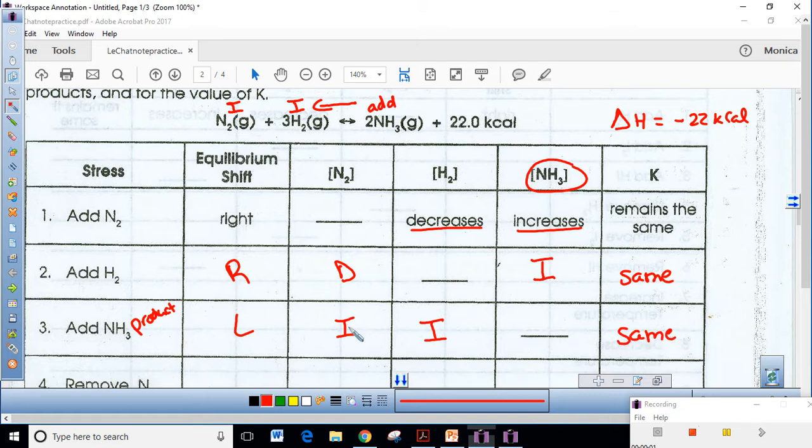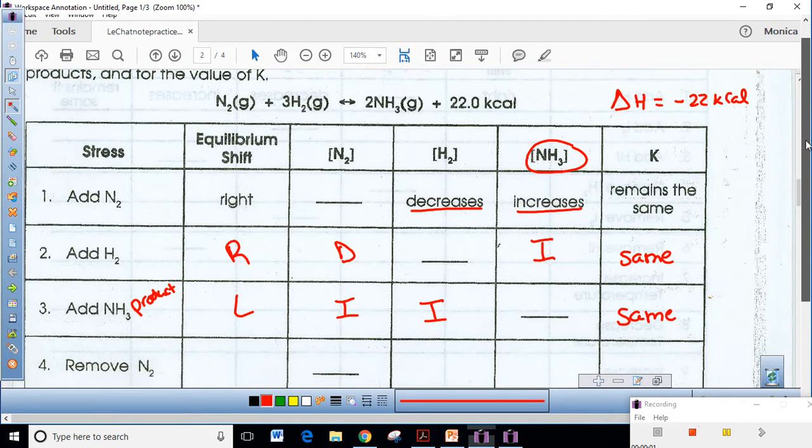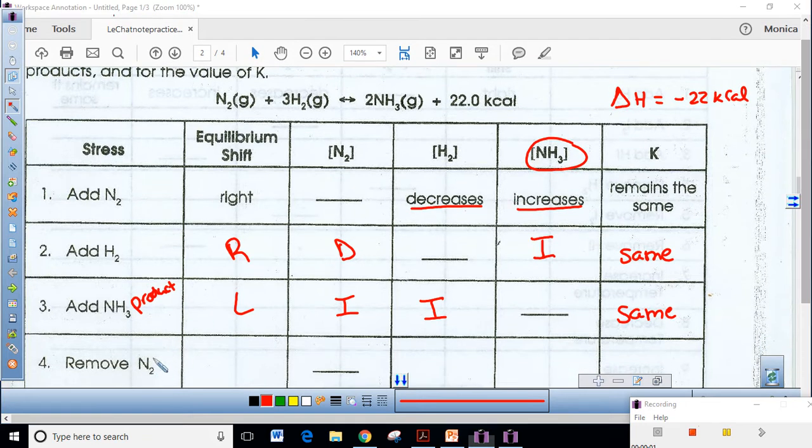Number 4 says we're going to remove. All right, so now we're going to take some stuff away. We're going to create a void. So how do you take care of voids? Well, you've got to fill a void, right? So I'm going to remove some N2. I am removing a reactant. I'm going to remove some of this. So I'm going to take some of this away. So I need to fill this hole, this void. So I'm going to shift that direction. So you always shift towards the removal side. So I'm removing that. So I'm going to shift to the left.